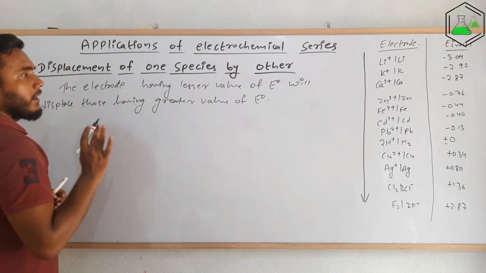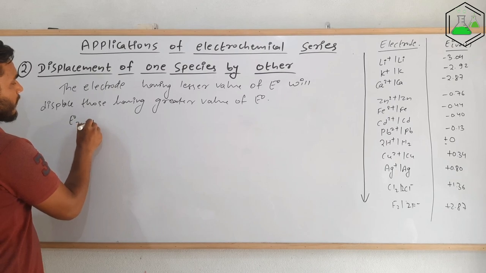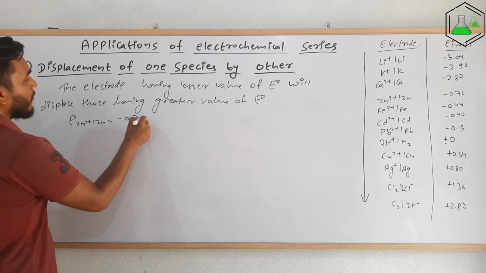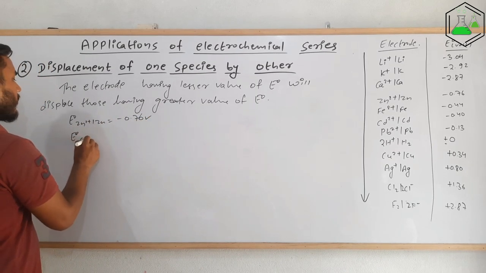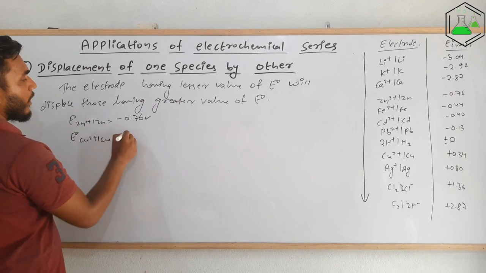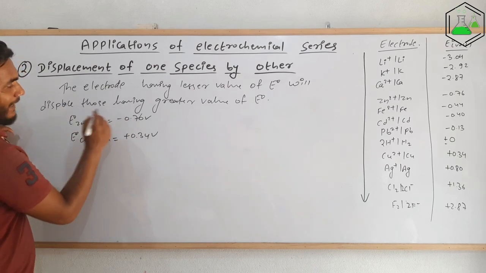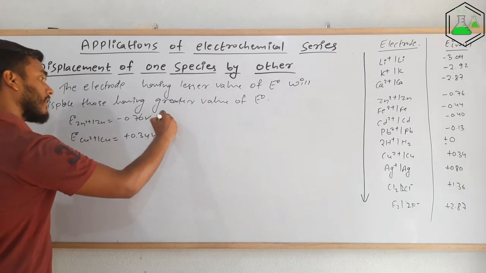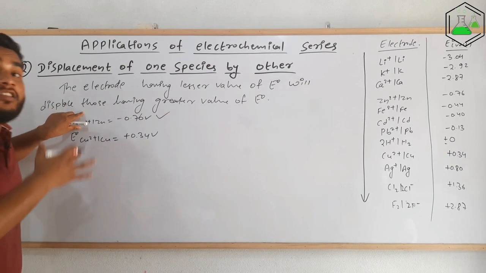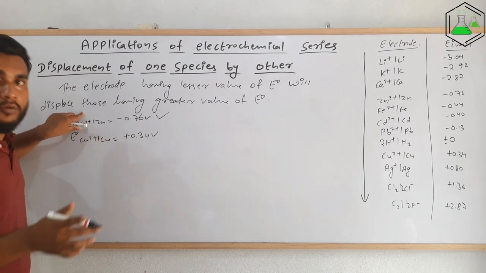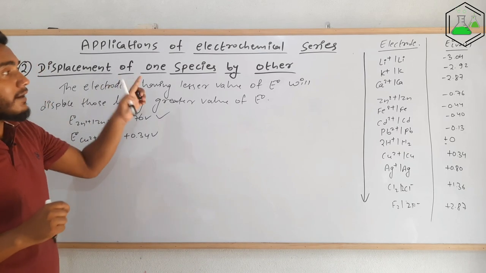Suppose we are considering a cell containing electrodes zinc, then E naught Zn2 plus Zn is given to be -0.76 volt, and E naught Cu2 plus Cu is given to be how much? +0.34 volt. Now just see the values. Which one is lesser value? Yes, zinc has the lesser value of standard electrode potential. So obviously zinc will displace copper from its solution. Copper will not be able to displace zinc because it has the greater value of standard electrode potential.